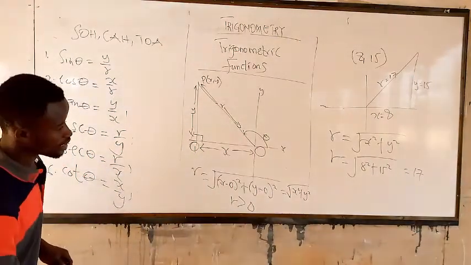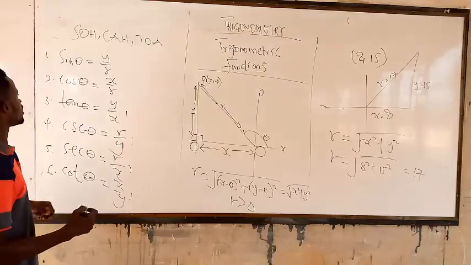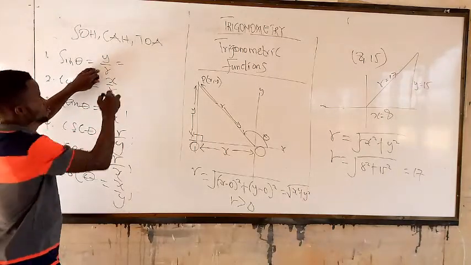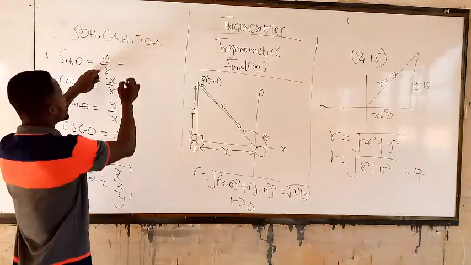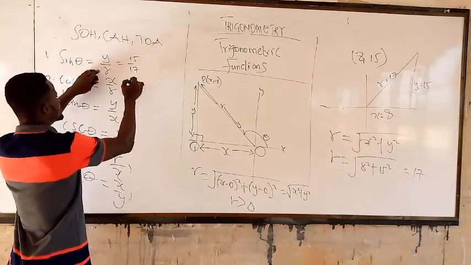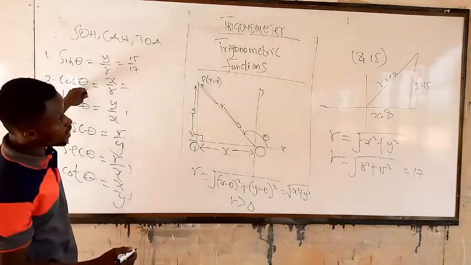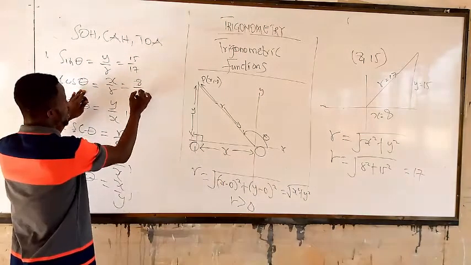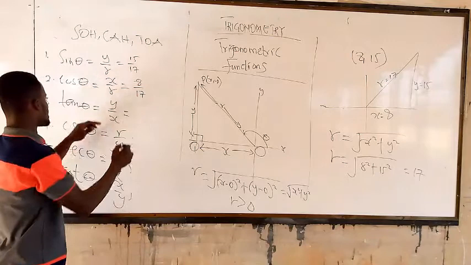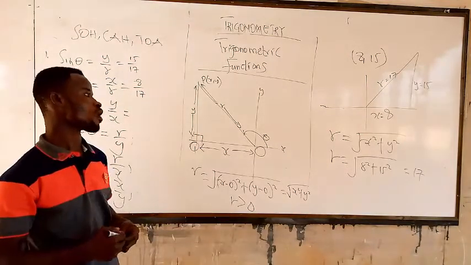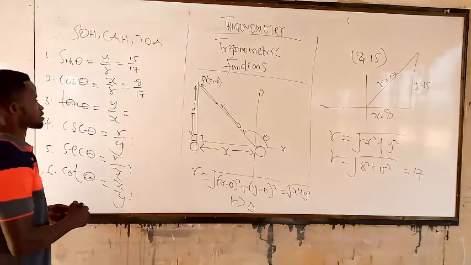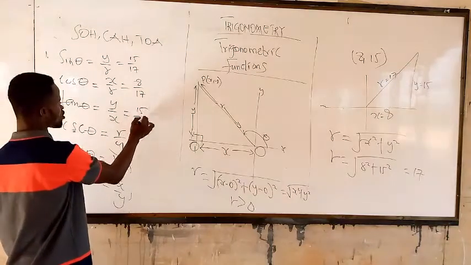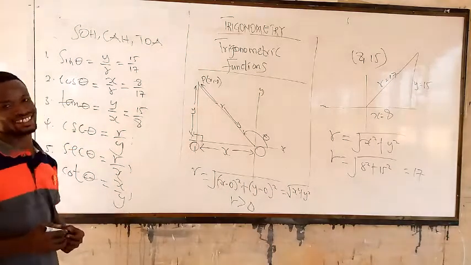For you to find this, the sine is y over r. So we get 15 over 17. And the cos is x over r. And we get 8 over 17. And the tan is y over x. So we get 15 over 8. Please continue with the rest.